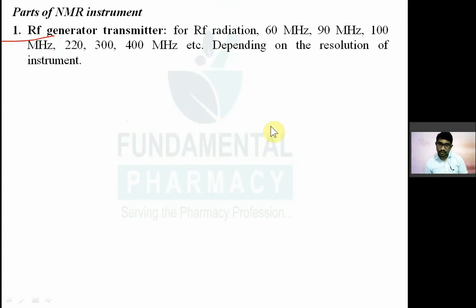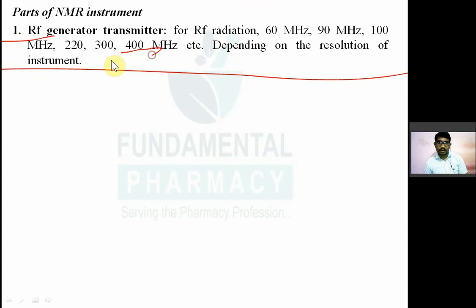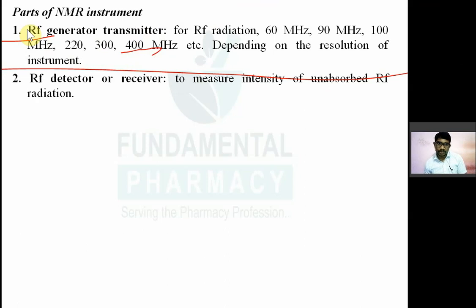So it depends on the type of instrument. If you want a high resolution instrument, then you can use 400 megahertz instruments, 400 megahertz radio frequency generator. That is the one part, okay, to generate the radio frequency wave. Then second part is the radio frequency detector or receiver. So to detect the absorbed radiation, to measure the intensity of unabsorbed radiation.